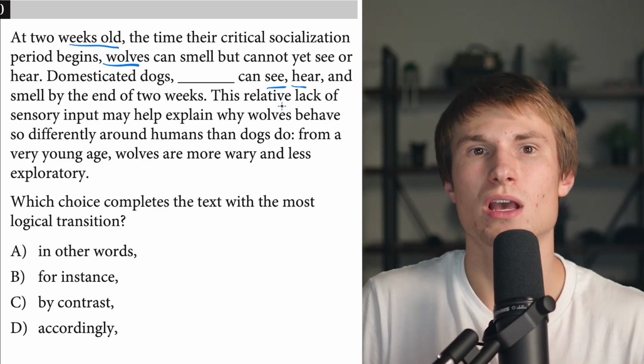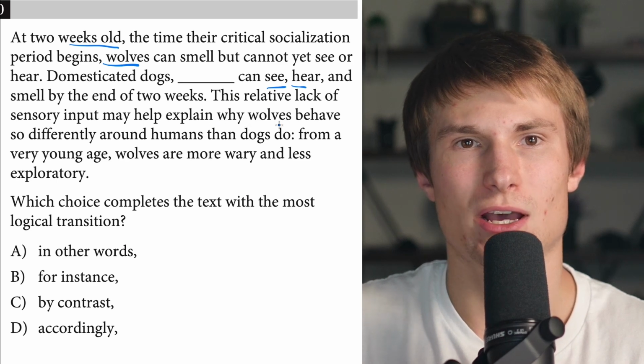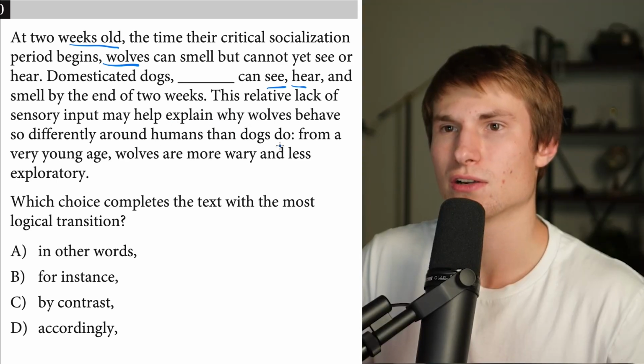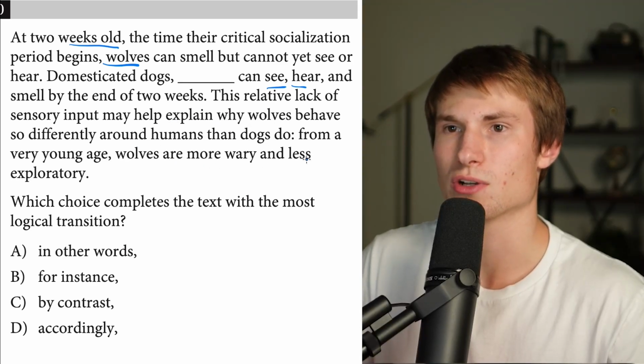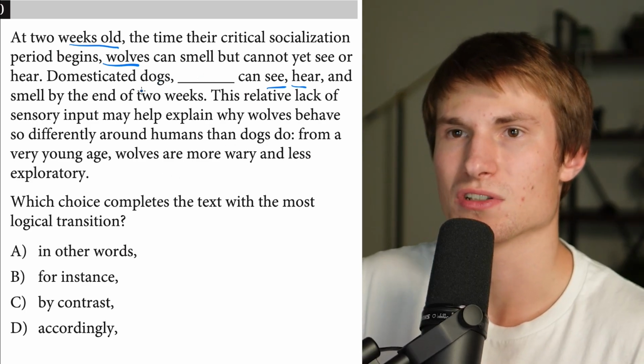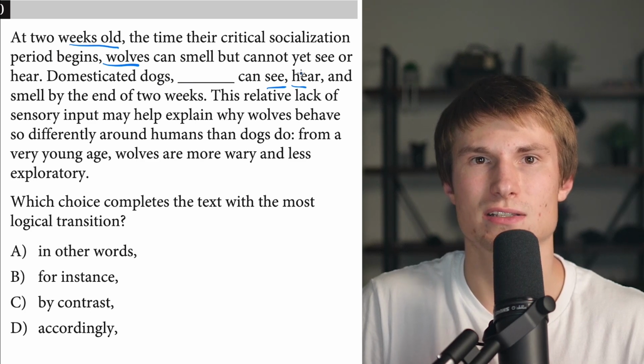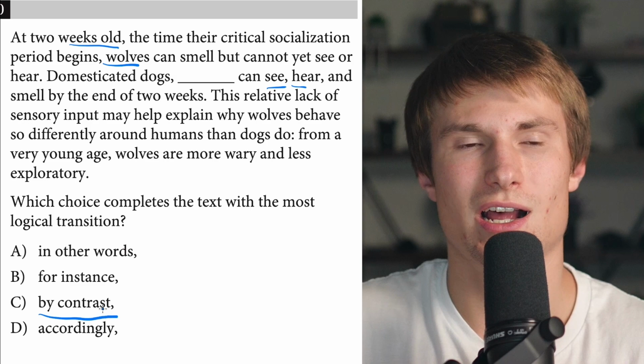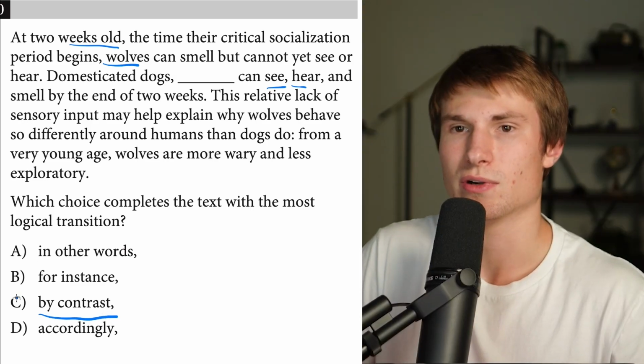We'll keep reading. This relative lack of sensory input may help explain why wolves behave so differently around humans than dogs do. From a very young age, wolves are more wary and less exploratory. So in this case, we do have a contrast. So I'd be looking for something like "domesticated dogs, by contrast, can see, hear, and smell by the end of 2 weeks." As we can see, we have "by contrast" as an option, so that works out perfectly. Okay, so our answer would have to be C.